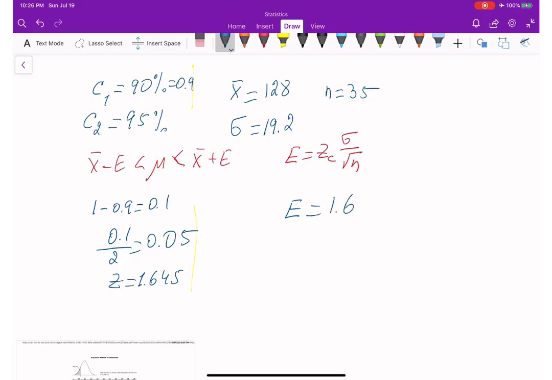So from here, margin of error is going to be 1.645 times sigma, which is 19.2, divided by square root of 35. All right. So margin of error is going to be 1.645 times 19.2 over square root of 35. It's going to be 5.916.